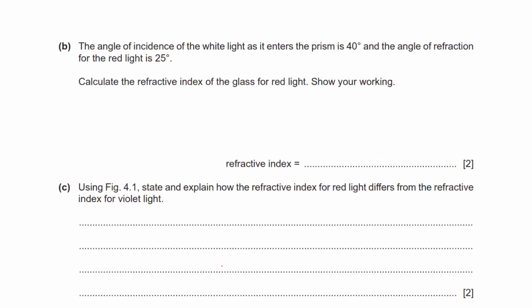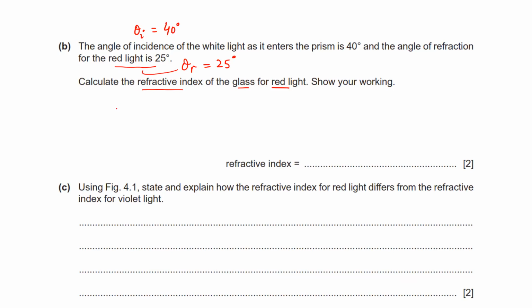Moving ahead, part B. It says the angle of incidence, or you can call it theta i, of white light as it enters the prism is 40 degrees, and the angle of refraction for the red light, theta r, is equal to 25 degrees. Calculate the refractive index for the glass for red light.